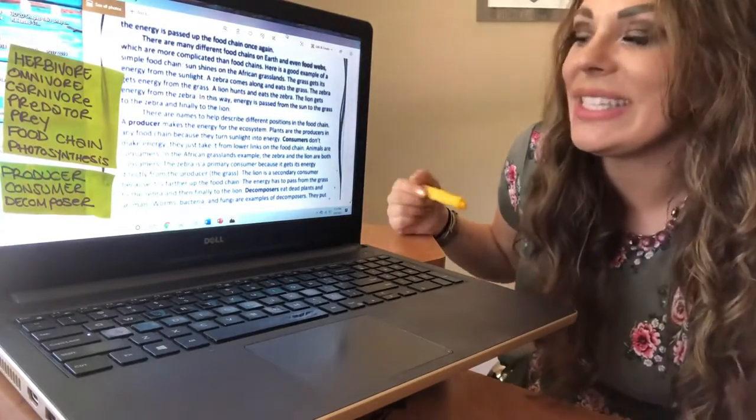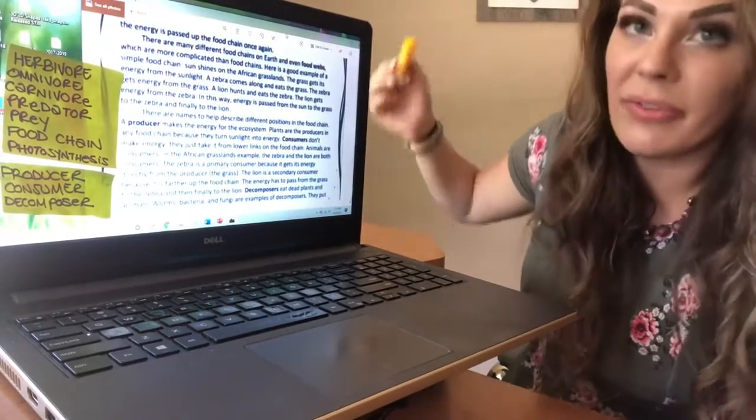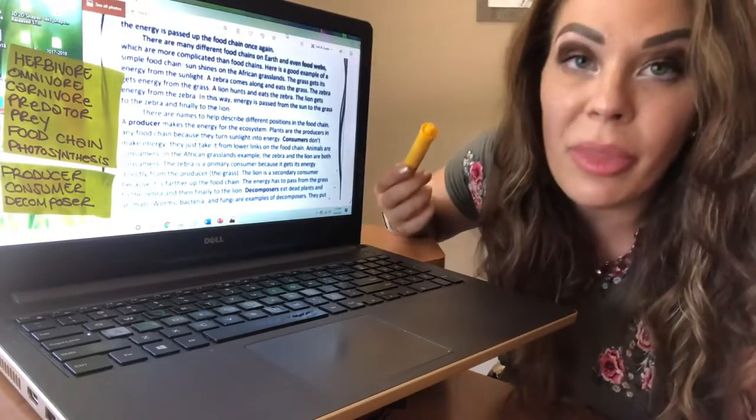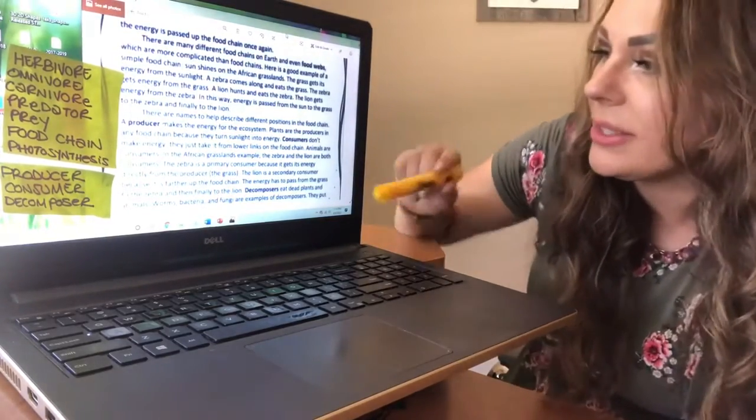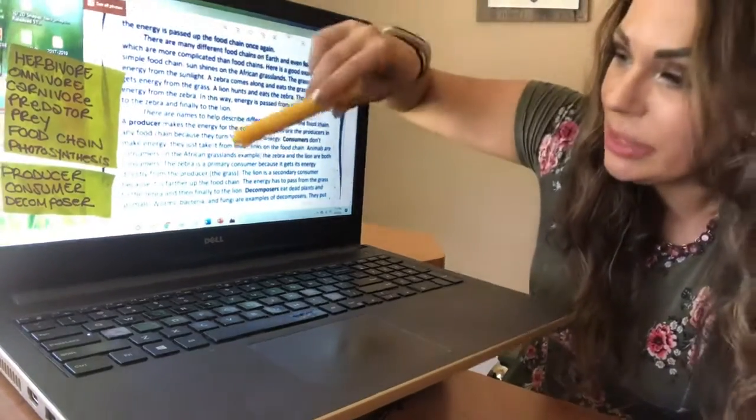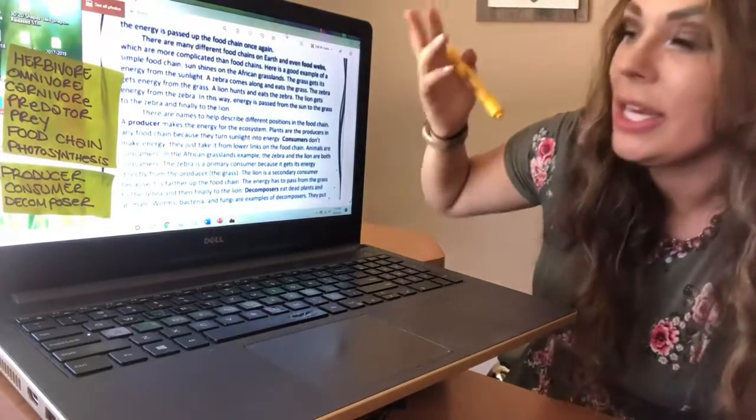The lion is a secondary consumer because it's farther up the food chain. It has to eat the zebra to get the sun energy from the producer, right? The grass. So the energy has to pass from the grass to the zebra and then finally to the lion. So that's why the lion is a secondary consumer.